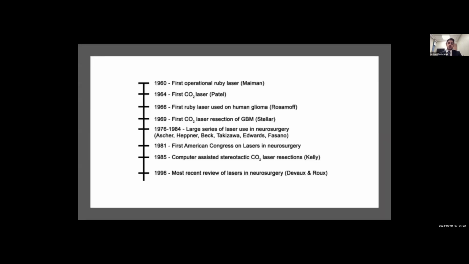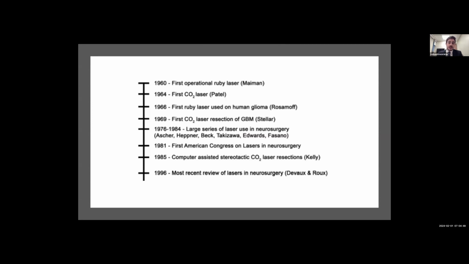Starting with a historical perspective, the first operational Ruby laser was designed by Maiman in Hughes lab, which was also part of the aircraft industry at that time. Then in 1964, the first CO2 laser was designed. And then in 1966, Dr. Razumov, who we all know was one of our past chairs, used the first Ruby laser on human gliomas.